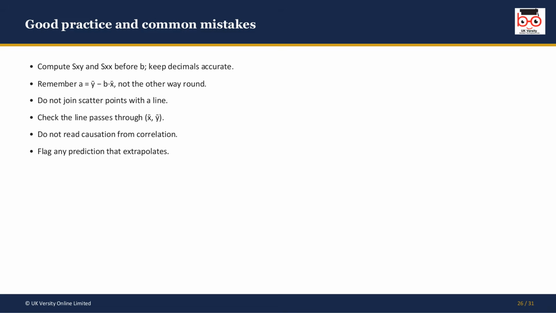A few pointers to keep you on track. Always compute Sxy and Sxx before b, and keep your decimals accurate along the way. Remember the intercept is y bar minus b times x bar, not the other way round. Never join scatter points with a line, and do check the regression line passes through the mean point. Never read causation from correlation, and always flag a prediction that extrapolates.